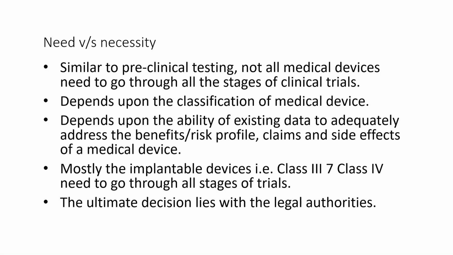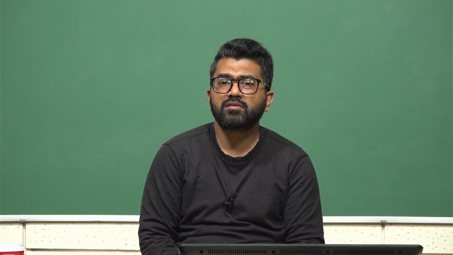Mostly the implantable devices, like class 3 and class 4, need to go through all stages of clinical trials. So if your tissue construct, biomaterial, or tissue mimicking, regeneration or replacement material, be it prosthetic, orthotic or whatever, falls in class 3 or 4, you need to go through the entire stage of clinical trial in order to possibly use them in humans at some point, right? The ultimate decision lies with the legal authorities, and there could be certain other medical bodies involved which have experience dealing with these things, right?